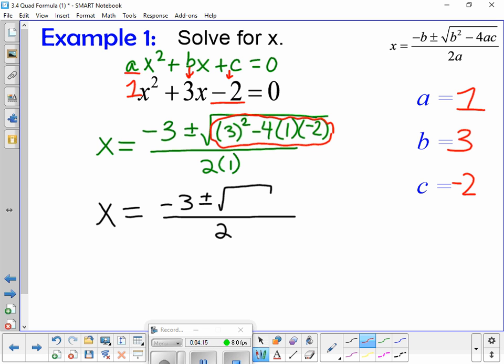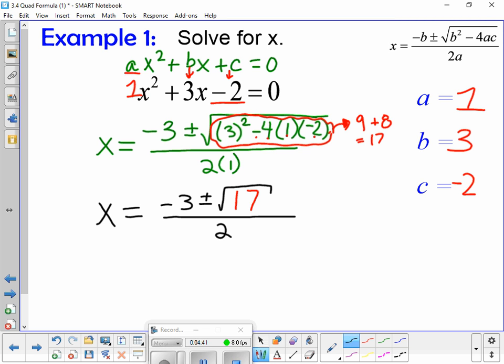What you want to do now is leave that radical and figure out what this quantity inside the radical is. You can use your calculator to calculate that if you need to, or you can think through some of them if the numbers don't get too gigantic. But again, you can use your calculator here. 3 squared is 9. And then we're subtracting 4 times 1 times negative 2, so that's the same as adding 8. So this is the square root of 17.